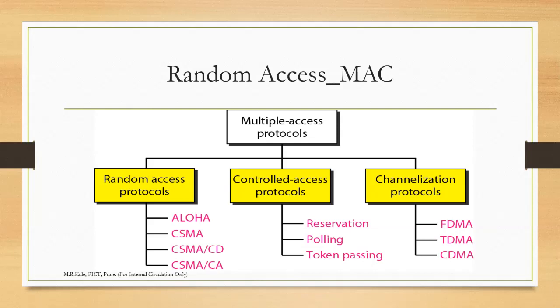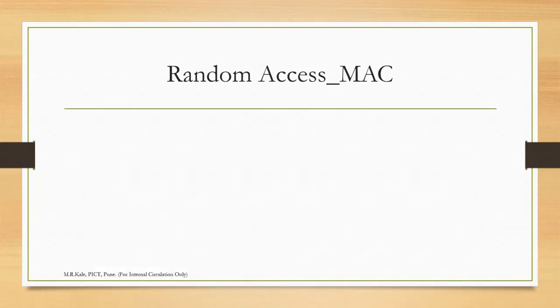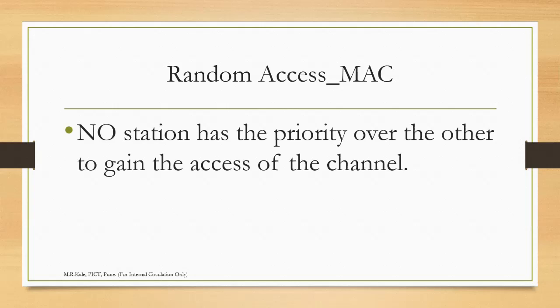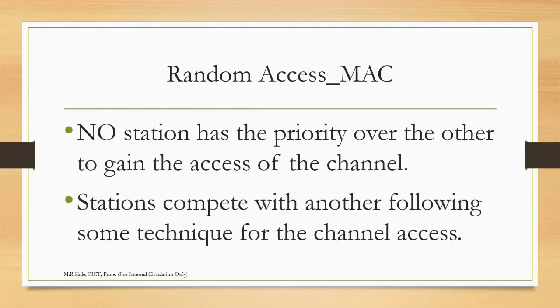Now, what are these random access protocols? They are called random access protocols because the stations that are using the same media do not have a priority. For example, we have seen that there was a primary station and there are secondary stations. In case of random access methods, all the stations have the same and similar authority. No station is given priority to gain access to the channel, and so stations have to compete with one another. It is called contention.